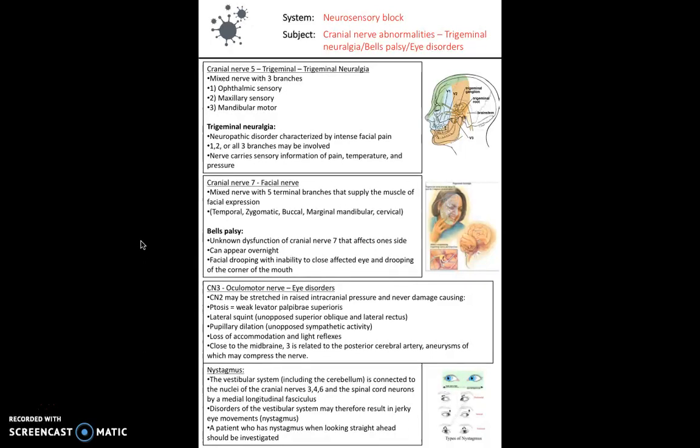However, in Bell's palsy, we have an unknown dysfunction of the nerve, which can appear simply overnight. It can cause facial drooping with the inability to close the affected eye, and also drooping of the corner of the mouth, so reduction in the muscle tone there.